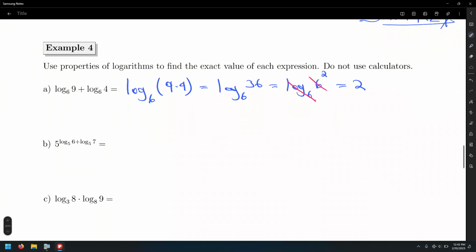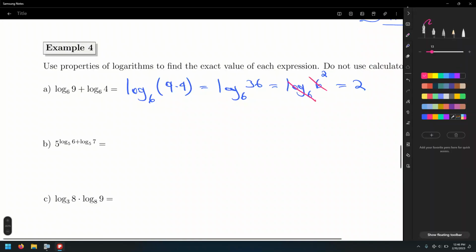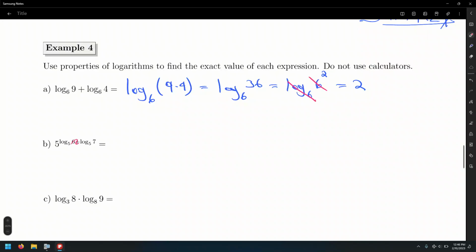Okay, what do we have over here? So we have an exponential function with two logarithmic terms in its exponent. That's 5 raised to the logarithm base 5 of 6 plus log base 5 of 7. Well, I know what you might be thinking. Should we just cancel? Because check this out. The base of both logarithms here matches the base of the exponential, isn't it? So why not, cancel, cancel, cancel? No, that's not how we cancel this.